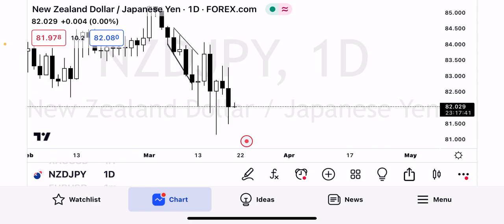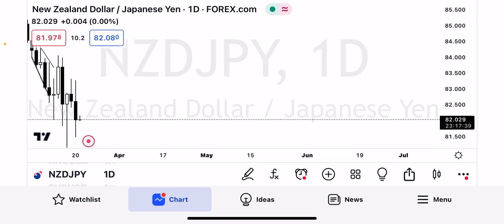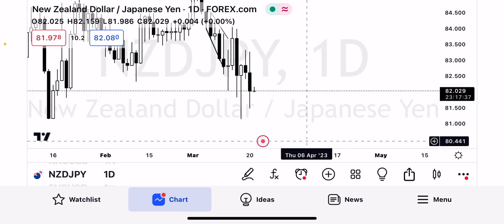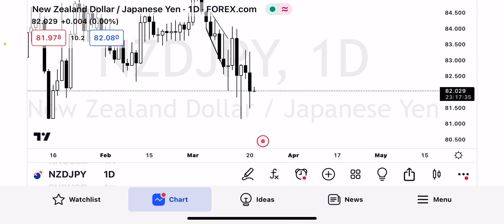You see this one that is written at the bottom, this place written April, February, March, April, May. These are the time frame. For example, now we're on the 1 day. Hence we're on the 1 day.